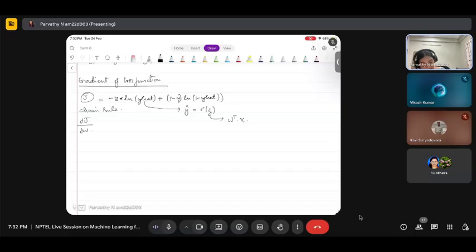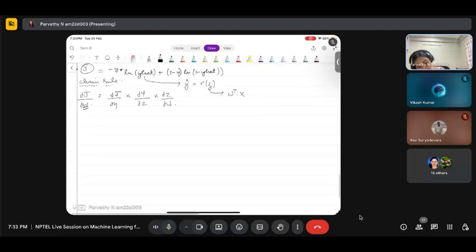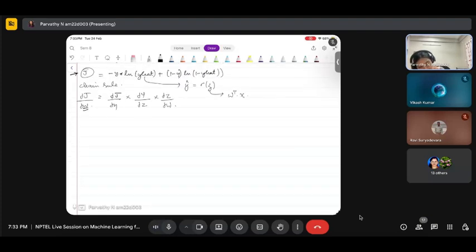So to find the optimal weights, to find the gradient of J with respect to w, we need to first find dou J by dou y, and then dou y by dou z, and then dou z by dou w. So when we do this, this is dou J by dou y. So the derivative is 1 by y hat, so minus y by y hat minus 1 minus y by 1 minus y hat.